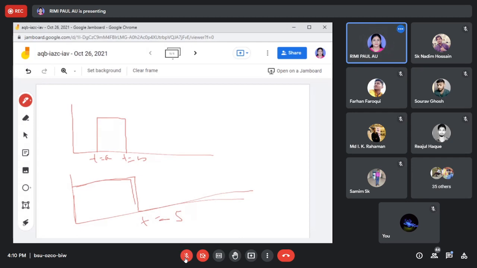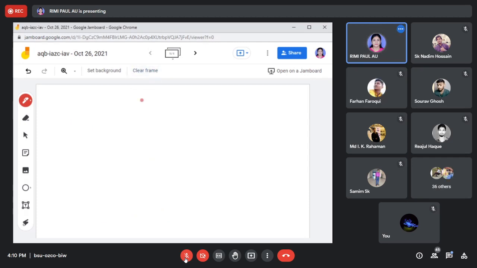But the gate pulse signal is clear. If you forget, just remember that if I switch on, I get a step signal. If suddenly I switch off the switch, then this 5 volt will be 0. So whatever signal I get, that is known as the gate pulse signal, or rectangular signal. Now this rectangular signal I have taken here.